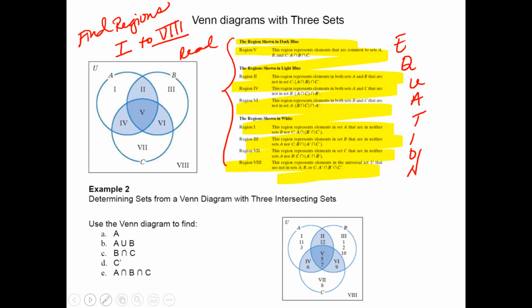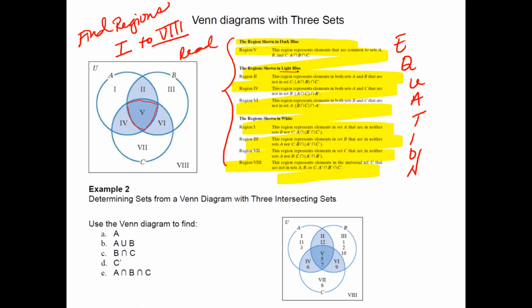Now let's take a look at this part here. It says the region shown in dark blue. If you were to look for these sections, like for example, region 5, which is this piece right here, the equation to find them will be: this region represents the elements that are common to sets A, B, and C. So it will be A intersection B intersection C.